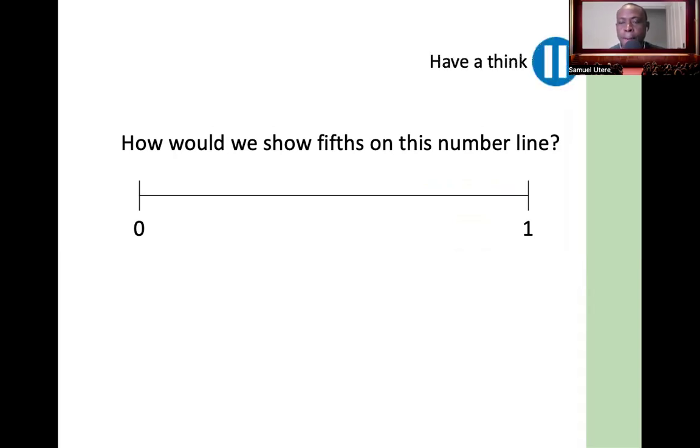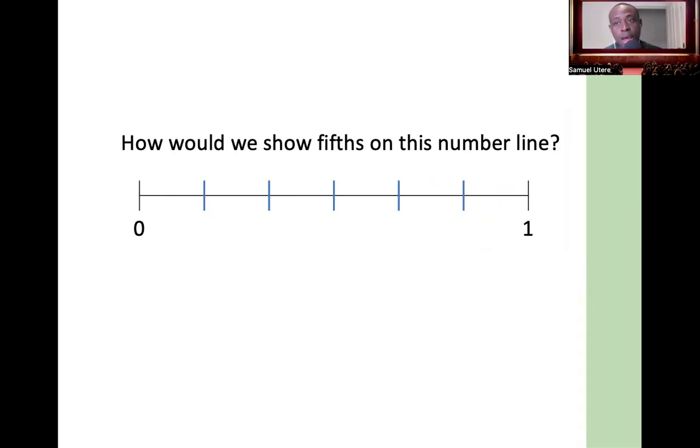Have a think. How would we show fifths on this number line? Well, you may be thinking that this would be right. Say, okay, because we want to show fifths, we just need to draw 5 equal bars on the number line. Is that correct?